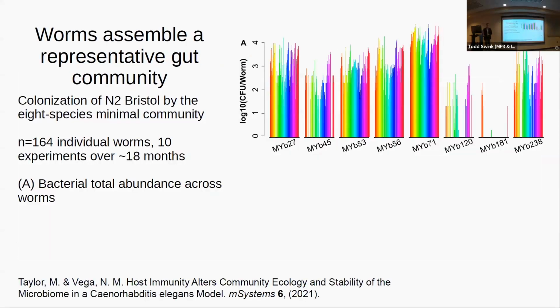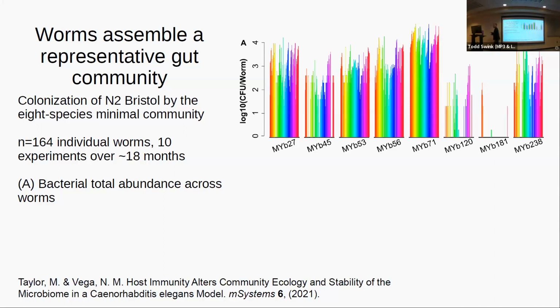Megan was a real trooper on this one. So this is just the N2. There's a whole bunch of these data. N2 is the canonical laboratory wild type C. elegans. And here is a figure of 164 individual N2 wild type worms representing 10 experiments over about 18 months, where we have total abundance of each bacteria on the y-axis, and each of these is one of our species. Then each of these lines is the abundance of this bacteria in one worm, over 164 worms. It's a lot of data.